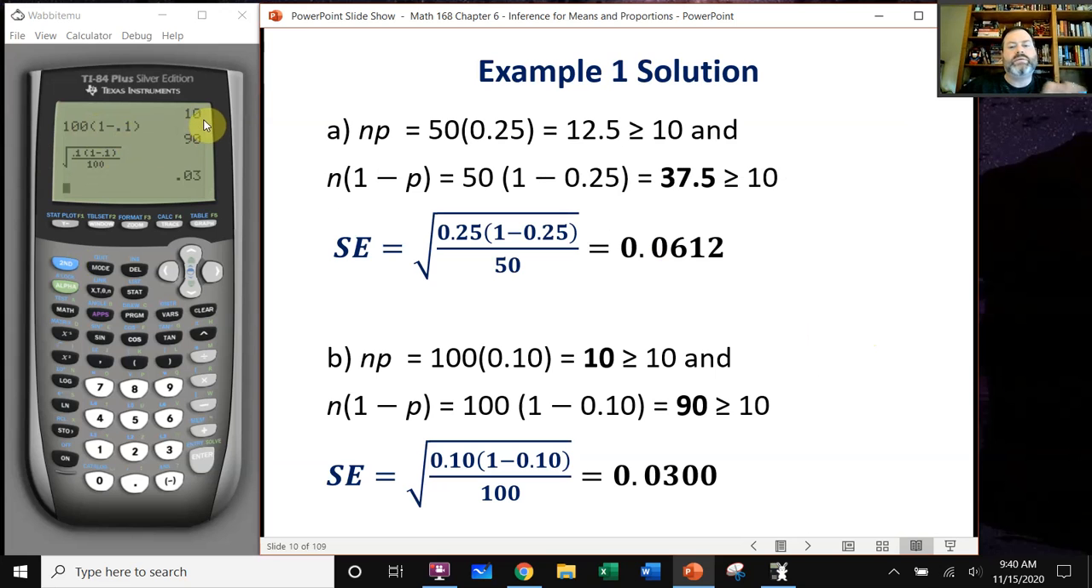So what I really want you to notice here is that np and n times 1 minus p, so p and 1 minus p, are complements, right? These add together to make 1. And when you multiply by n, that means this number plus this number will be n.